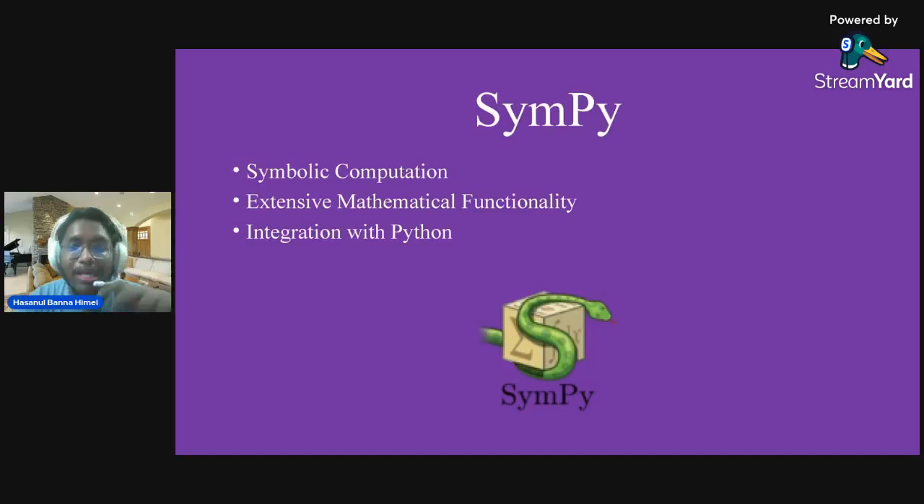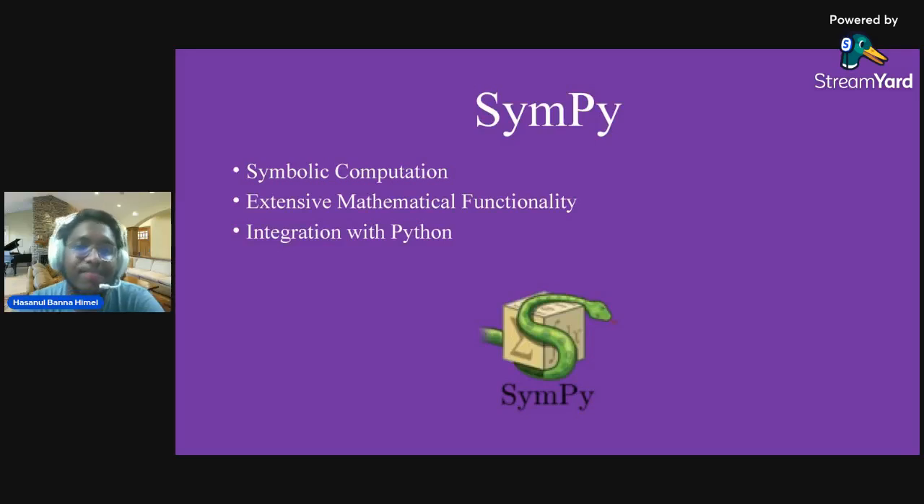So in NumPy, it worked with arrays and matrices, right? But SymPy helps us in symbolic mathematics. So here we can see the symbolic computation. SymPy enables symbolic mathematics, allowing its users to perform algebraic manipulations, calculus, equation solving, and many more.